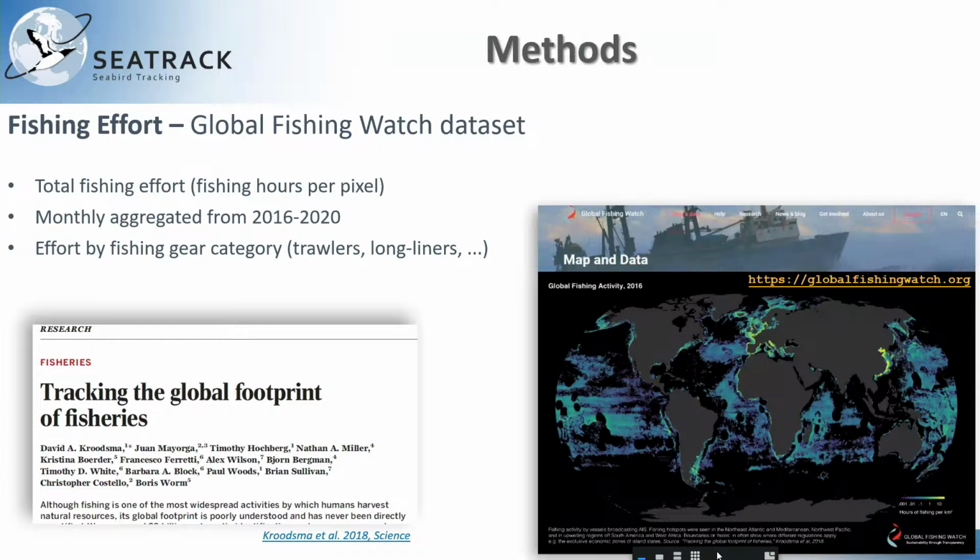So the next data set is about industrial fishing effort, and it comes from the freely distributed Global Fishing Watch data set. This high resolution data set was aggregated to match the resolution of the seabird distribution data. And the fishing effort data are available by fishing gear category, for example, long lines, purse seines, trawlers, and so on, which is very interesting for us, as we can use this specific gears depending on how vulnerable each seabird species is to each fishing gear.